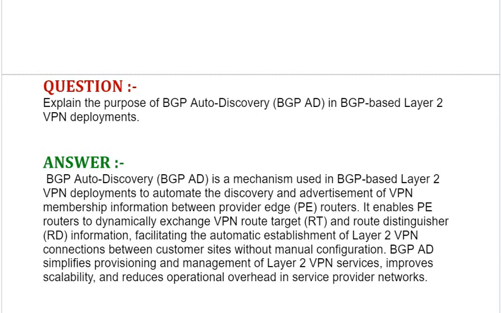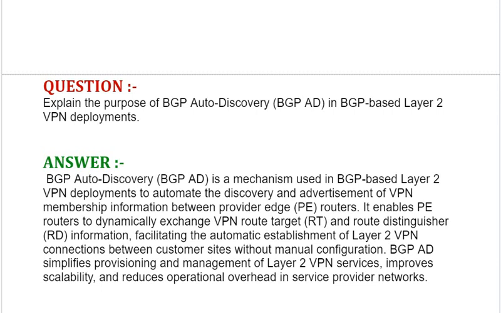Our interview question based on Service Provider Advanced Routing Solutions is: explain the purpose of BGP Auto Discovery (BGP-AD) in BGP-based Layer 2 VPN deployments. Your answer should be: BGP Auto Discovery (BGP-AD) is a mechanism used in BGP-based Layer 2 VPN deployments to automate the discovery and advertisement of VPN membership information between provider edge (PE) routers.